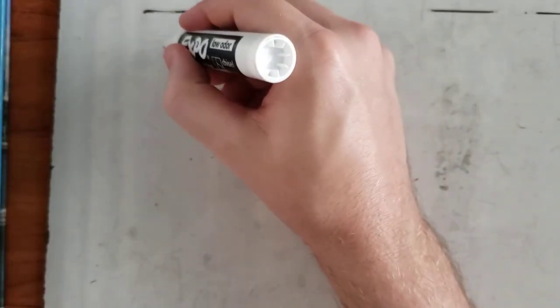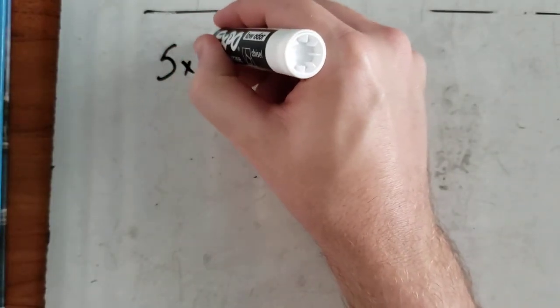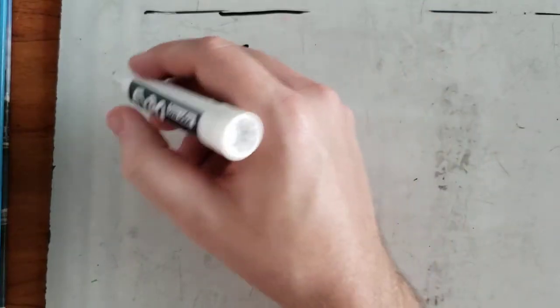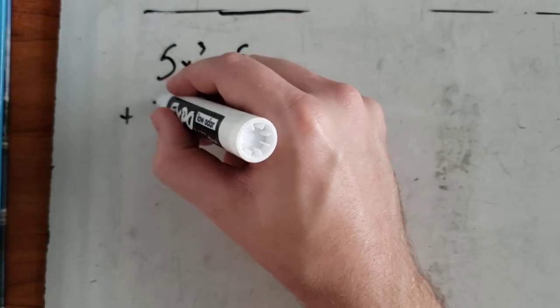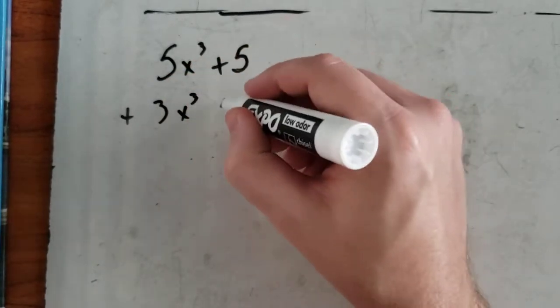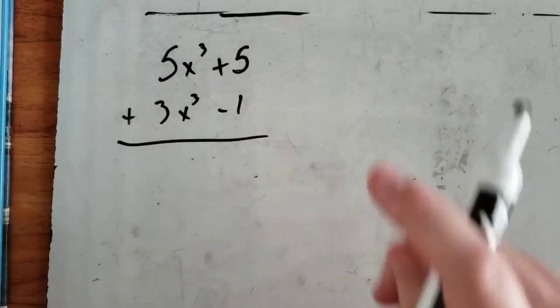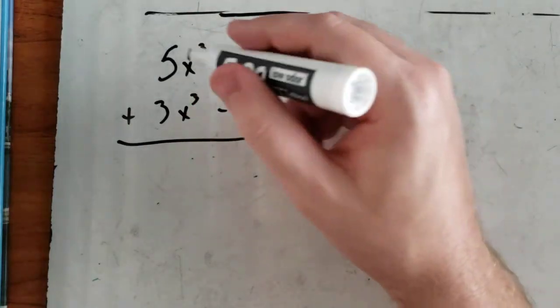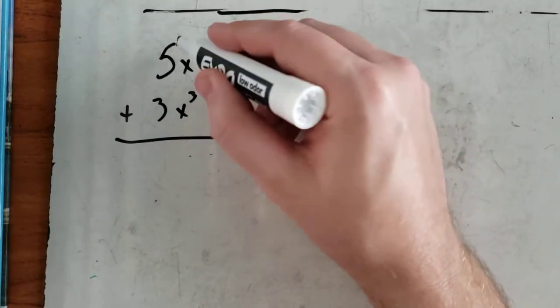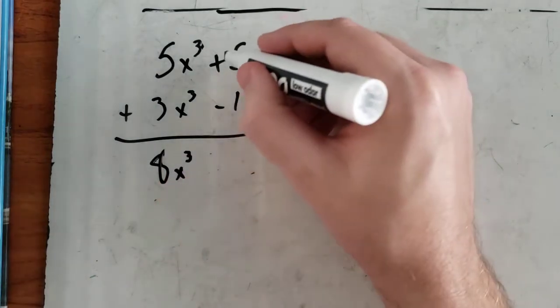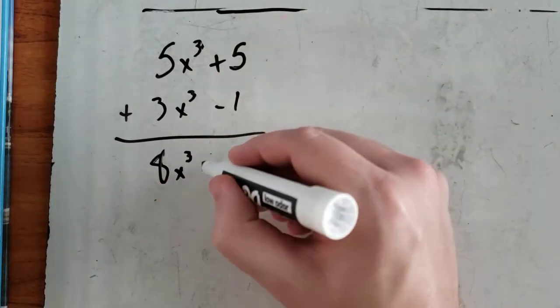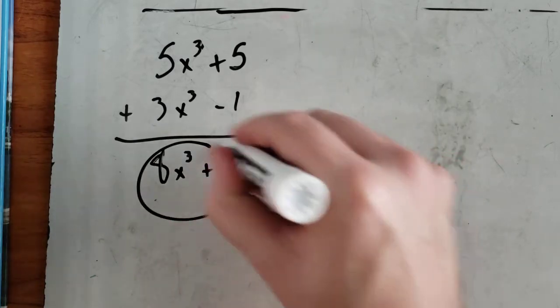If you wanted to go 5x to the third plus 5 plus 3x to the third minus 1, and you can add straight down. Okay, these are the same. Add straight down. Add your numbers, 8, and that stays the same. Add your numbers. 5 minus 1 is positive 4.